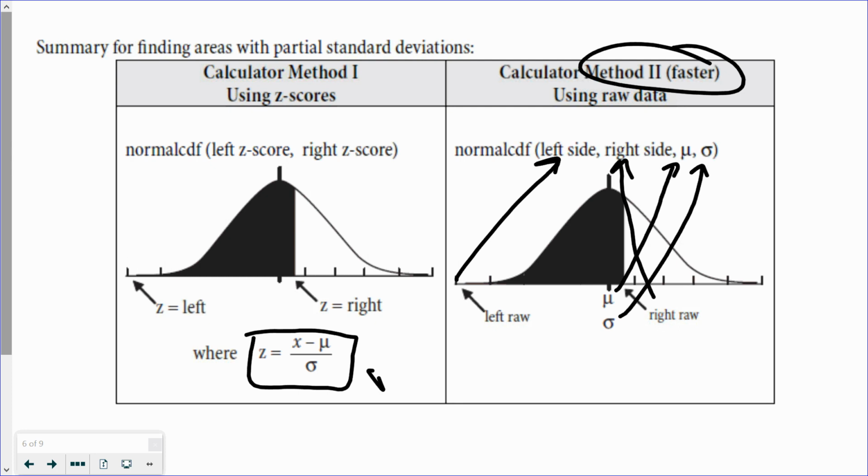Casio's, you put it in a little bit of a different order, but yours tells you obviously which ones it would be. It tells you left boundary, right boundary, then it's standard deviation, and then it's mean. So that's all of it.